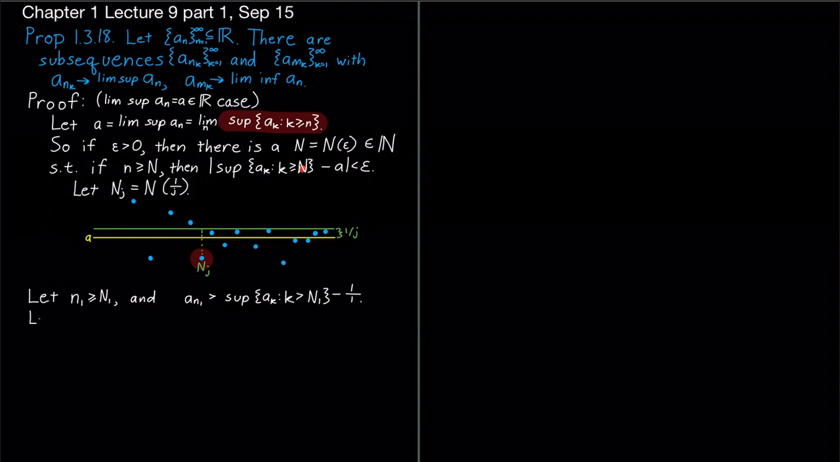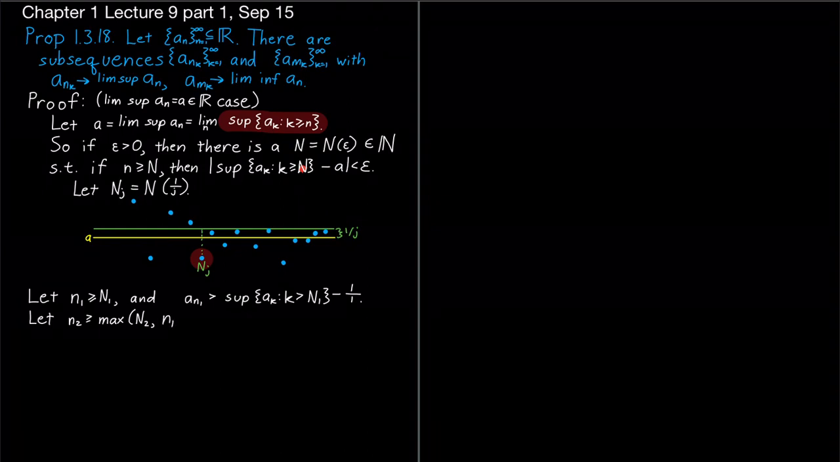And then we're going to let n_2 be at least the maximum of N_2 and n_1, and we want this to be a subsequence, so increasing, so we'll make it n_1 plus 1.